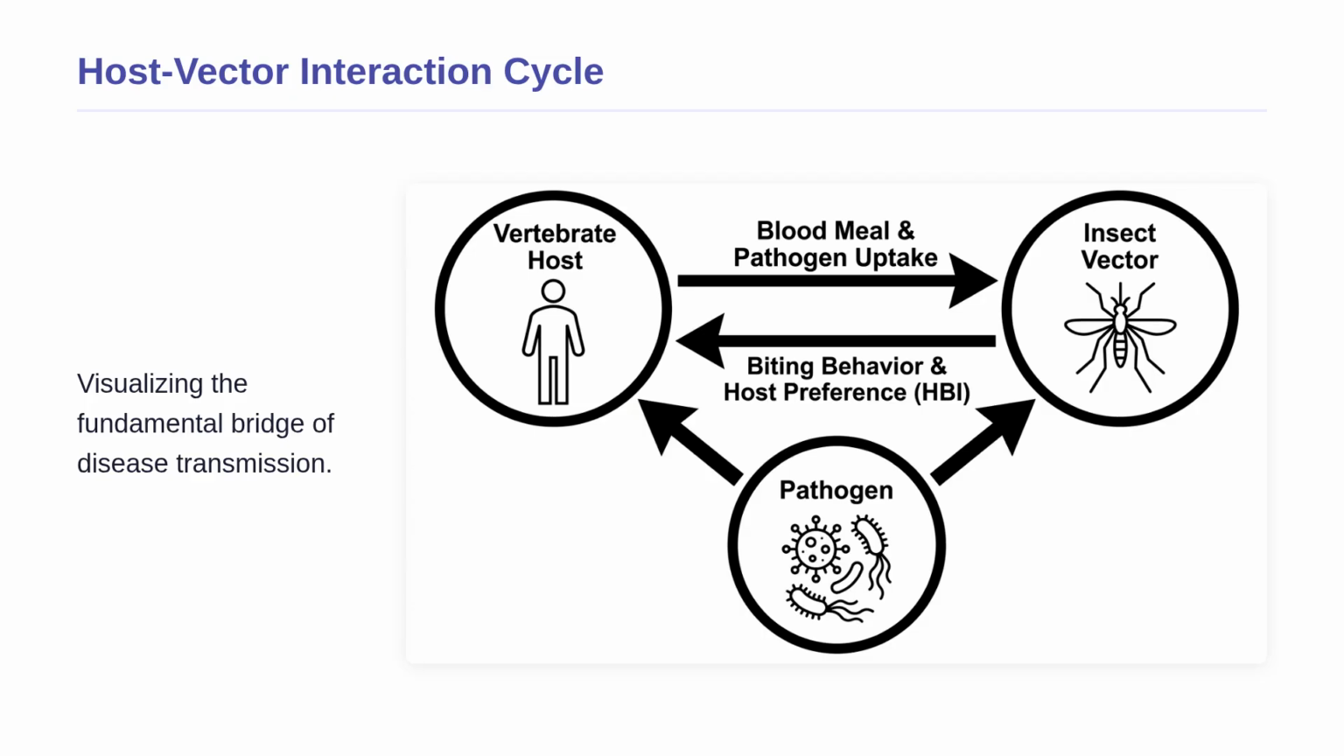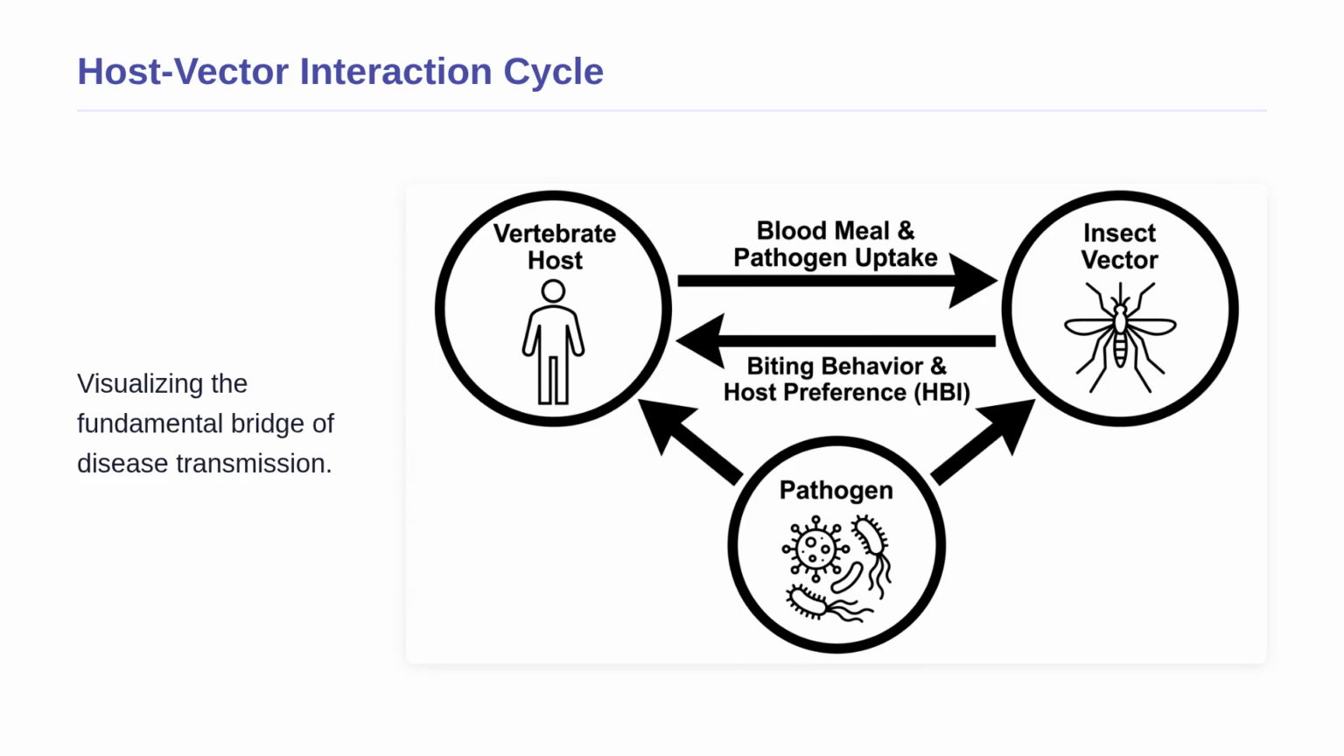Having calculated the severe risks, let us visualize how these elements connect in the host-vector interaction cycle. On the screen, you see 3 main components forming a triangle. At the top left is the vertebrate host, representing humans or animals. At the top right is the insect vector, our mosquito. At the bottom is the pathogen, the actual disease-causing agent. Notice the arrows connecting them.